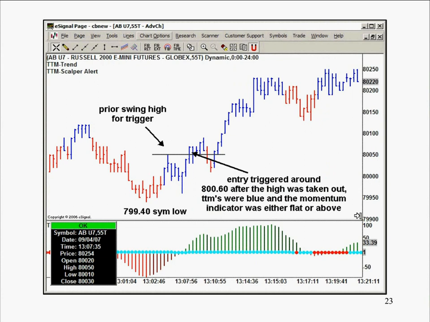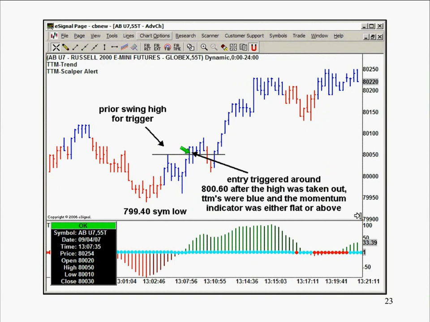Okay, and this next chart shows you here's where the low came in. Here's a prior swing high, where it took it out over here, so your entry would have been over in this area.